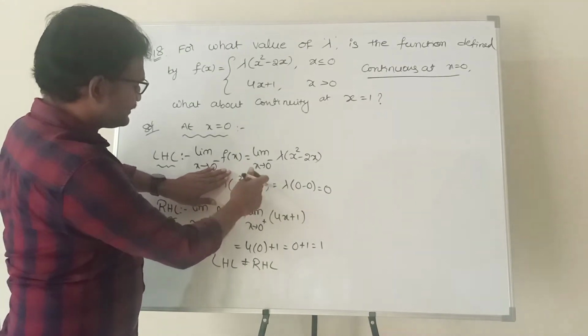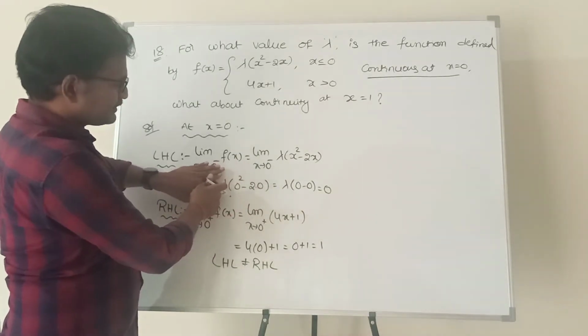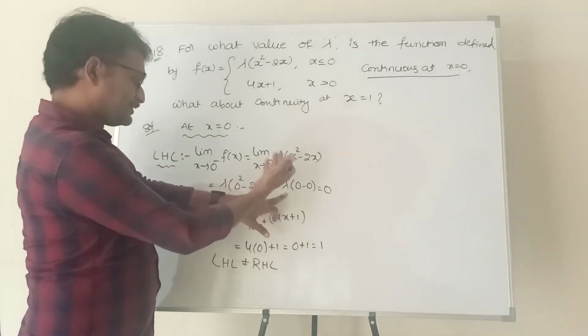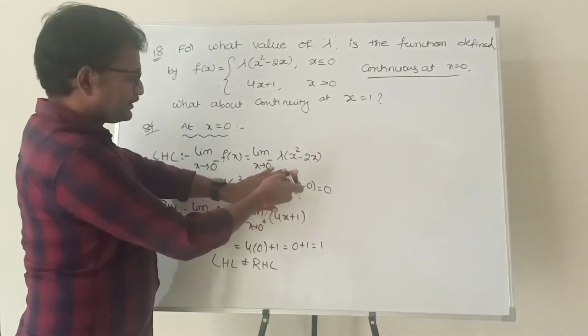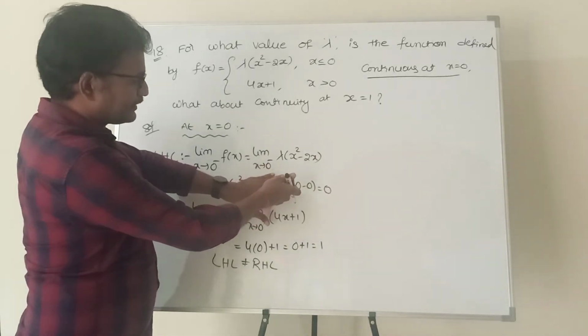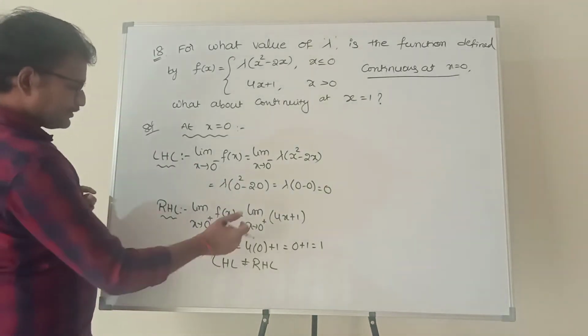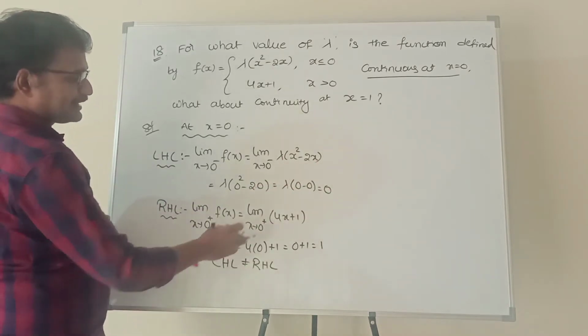Here you are getting 0, correct? Here you are getting 0, which means 0 into something is 0. So whatever may be the lambda value, either it may be 2 or 3 or 4 or minus 1, minus 2, minus 3, lambda may be any real number. Any real number into 0 always gives 0. So always the left hand limit value is 0.